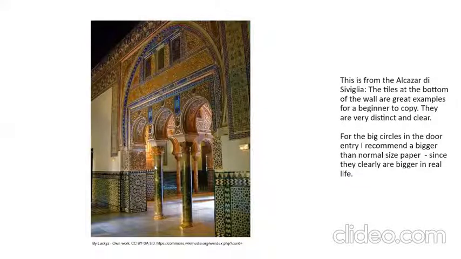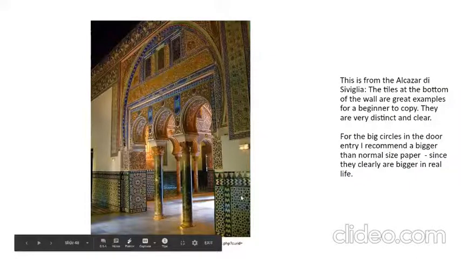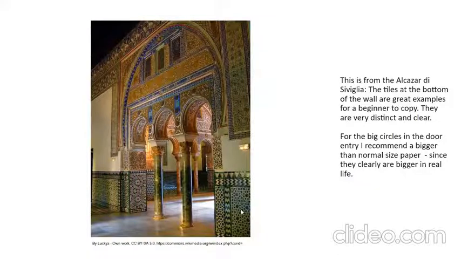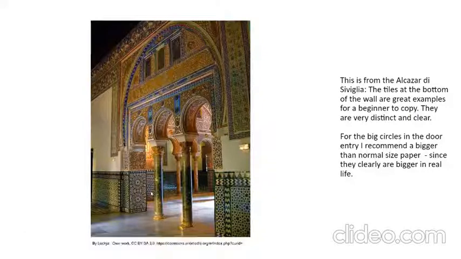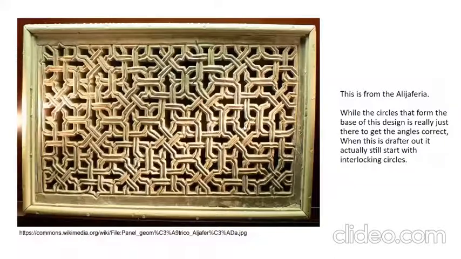If you look at the bottom of the walls here, you can see that it's a fairly simple pattern within a square, and then you have a much more complex pattern in the width of the door opening. And when you do the more complex pattern, I totally advise that you use a bigger piece of paper because it gets a bit complicated.